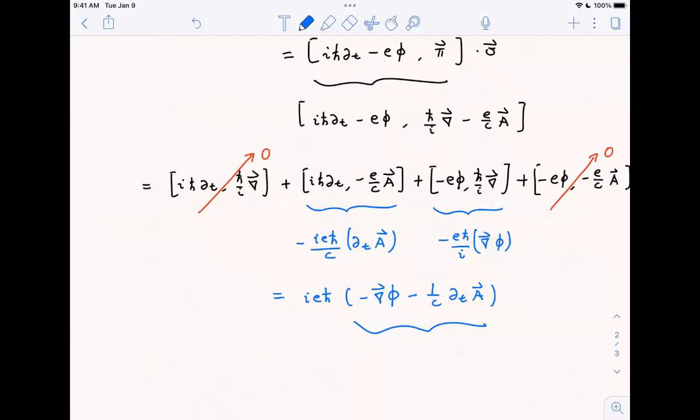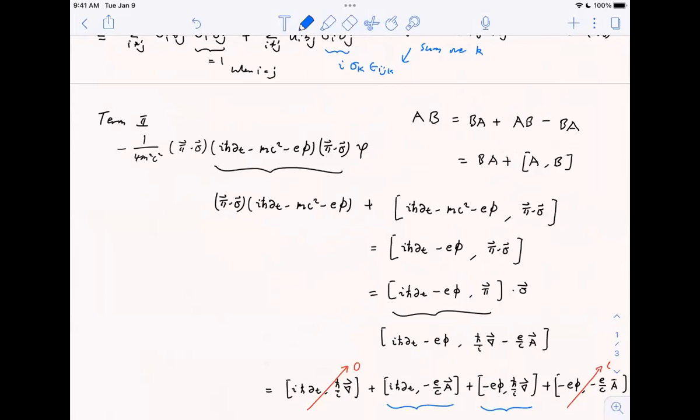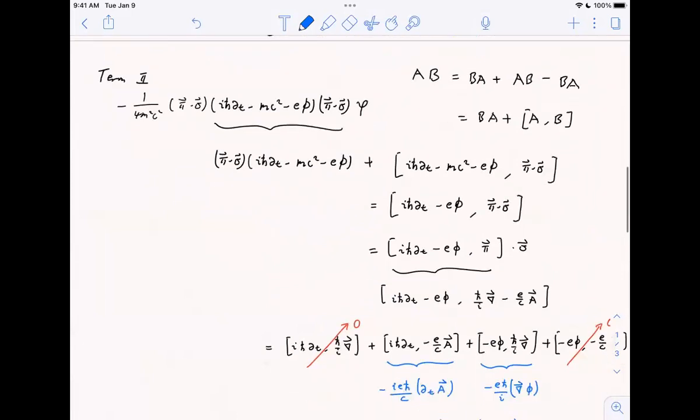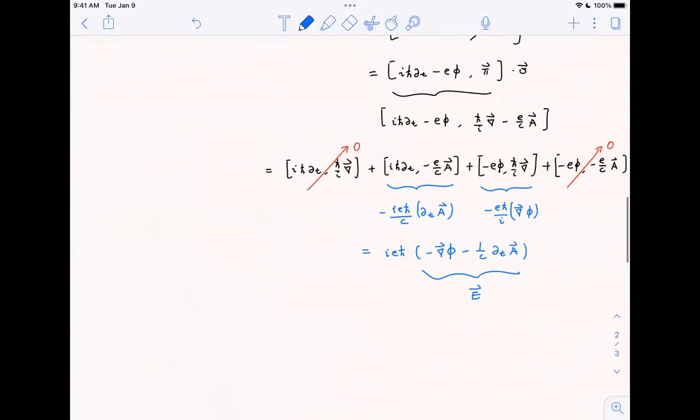Did you forget your magnetism? This is E. This is just the electric field. Yeah, this helps you review electromagnetism. So this is just the expression for E. It's very simple. Our result is very elegant, just E. So this whole term eventually becomes just i h bar E dot sigma.